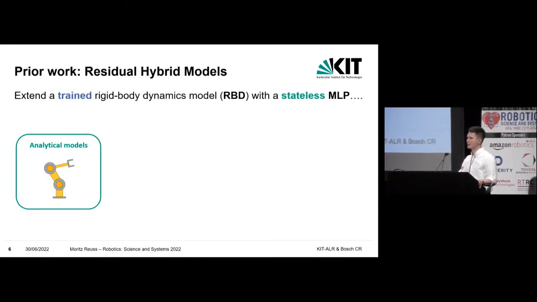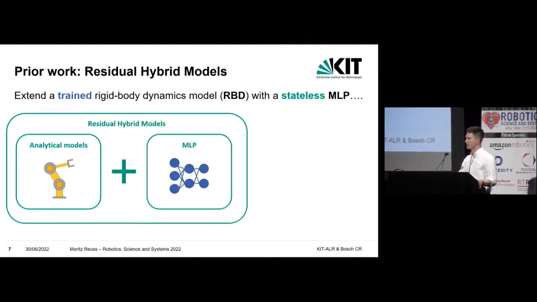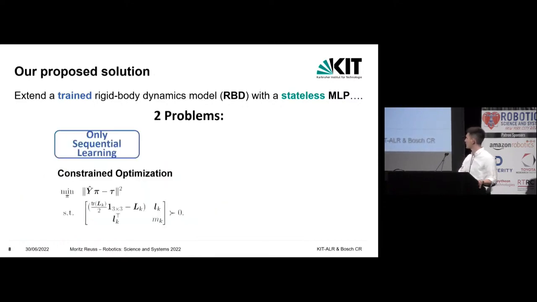By extending our trained rigid body dynamics model with a neural network function approximation, we can increase the accuracy of our overall model while maintaining the good analytical prior of our rigid body dynamics model. However, this approach still has two major flaws which we want to address in our work. First, the identification of the rigid body dynamics parameters is a constraint optimization problem, which has several linear matrix inequalities which we need to maintain. Therefore, it's not suited for end-to-end learning of our joint model.